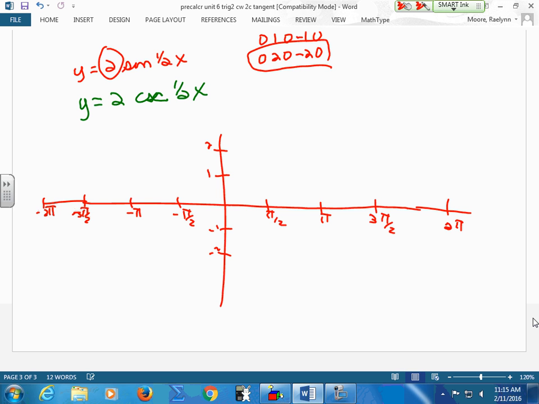Okay. What does this 1/2 do? Half the cycle into pi. Half the cycle. So if half of my cycle is into pi, how long is it going to take me to complete an entire cycle? 4 pi. So doesn't that make sense? My period is 2 pi over b, 2 pi over 1/2, keep change flip. It's going to take me 4 pi.